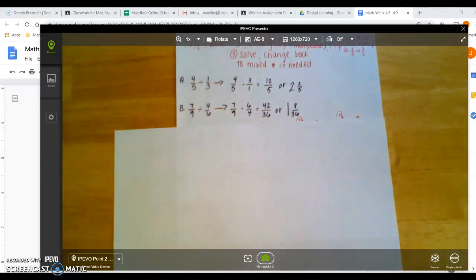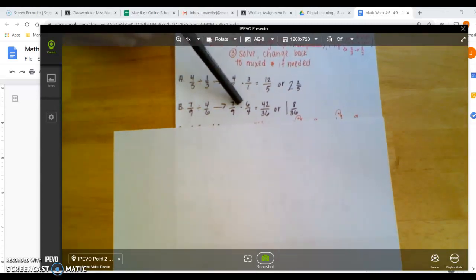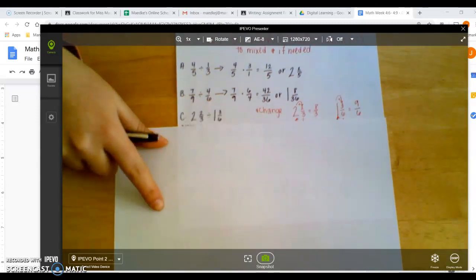Okay, here's our next one. Same thing. We got 7/9 divided by 4/6. We don't have to do anything with mixed numbers. So we keep our first number, we change to multiplication, and we flip. 4/6 flips into 6/4. Once we get these numbers, we multiply across. We get 6 times 7, which is 42, and 9 times 4, which is 36. We can leave it, or we can change it into our mixed number, which is 1 and 6/36. Either way is correct.